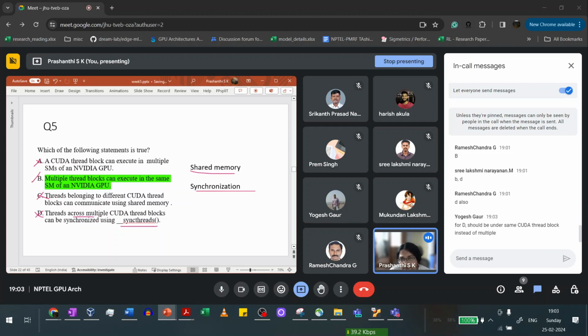With these options, you have to pay attention to what the option is saying. Is it talking about within a particular thread block or multiple? Because this says multiple, it's not possible. Sync threads only allows synchronization within a single thread block. Is this clear now? Any other doubts here? Okay, if not, let's move to the next question.